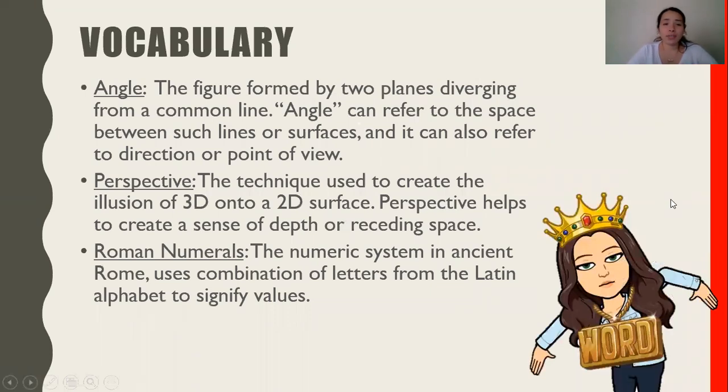Our vocabulary for today is angle. This is something that hopefully you know because we've been doing it in geometry. It's a figure formed by two planes diverging from a common line, right? So we have this, that's an angle, that's at an angle. Angle refers to the space between lines or surfaces, and it could also refer to direction or point of view. So it can also mean the angle you look at something from. Maybe you're looking at something from down low, it will look different than if you look at something from up high. So those are different angles.